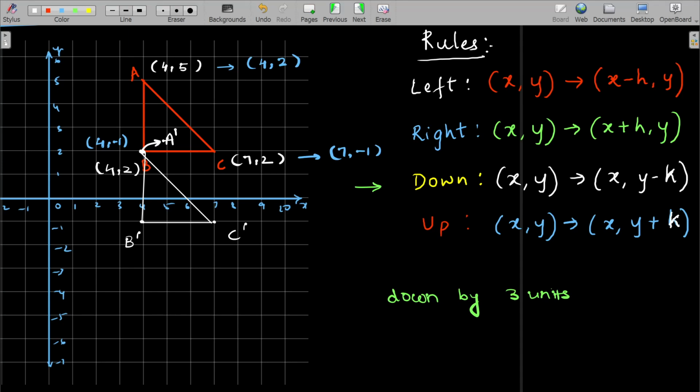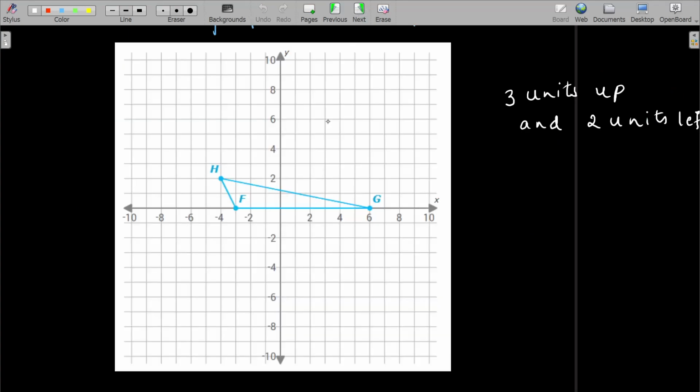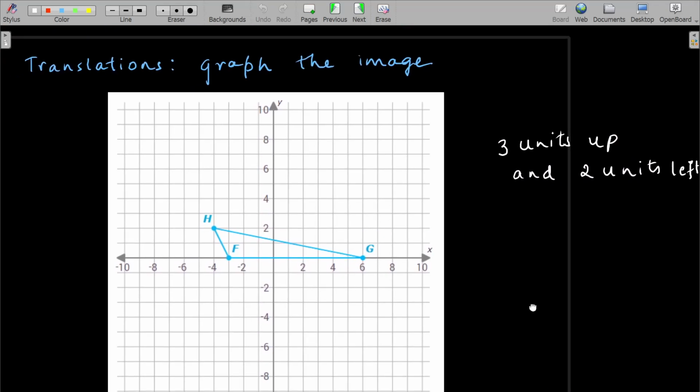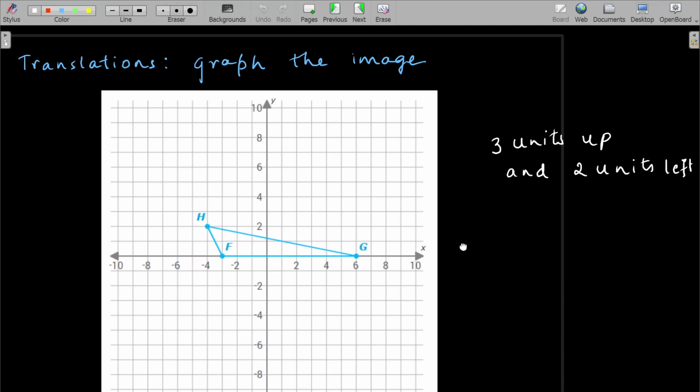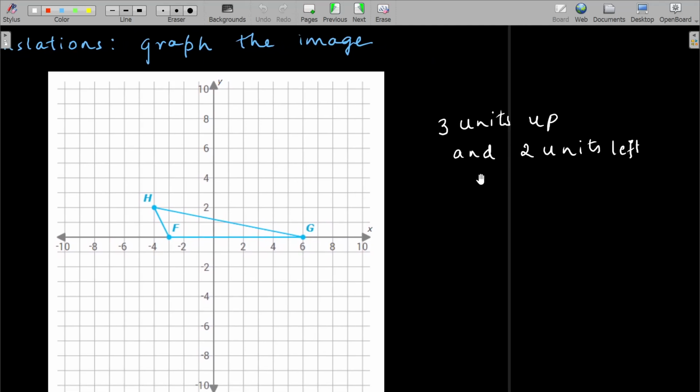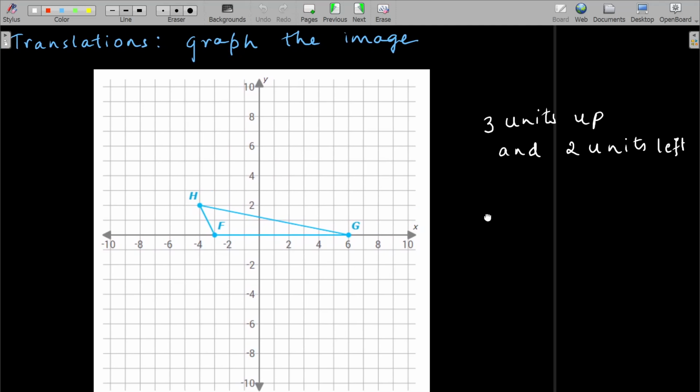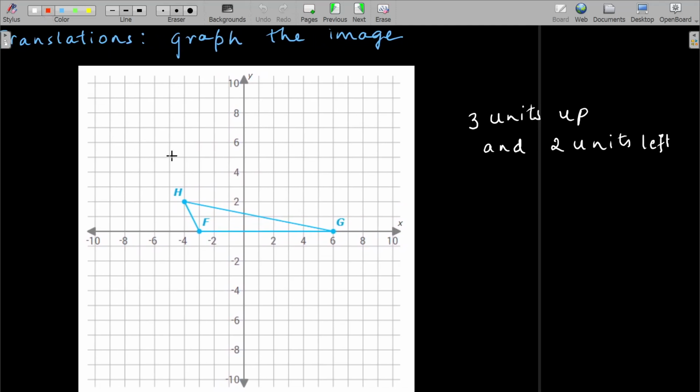Now let's do some practice problems on translations. Here we have to graph the image after applying this translation which says 3 units up and 2 units left. So if you look at point H, let's just write the coordinates of G and H. G right now is 6, 0. H right now is -4, 2. And after applying the translation, 3 units up and 2 units left.